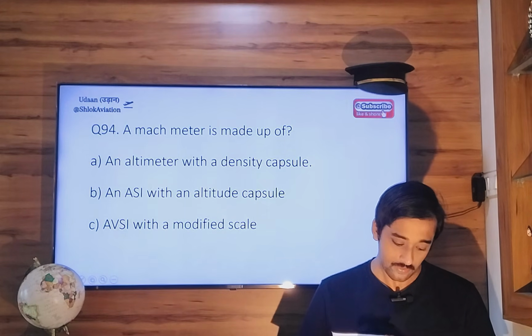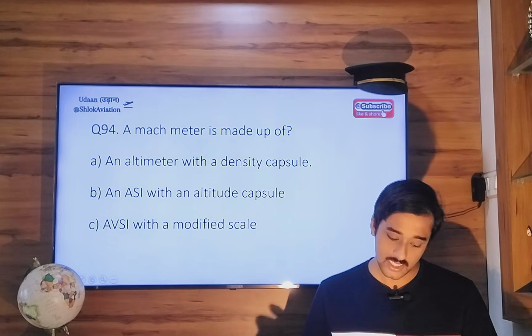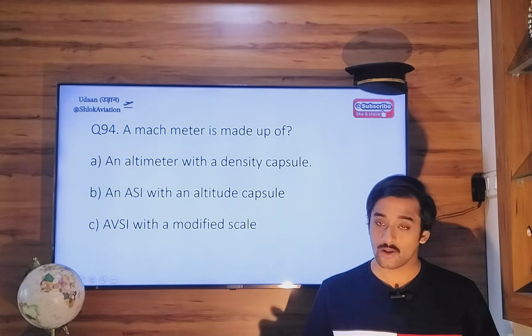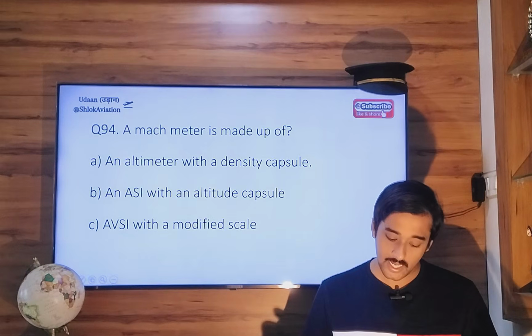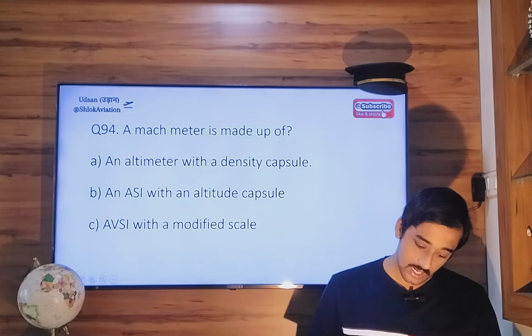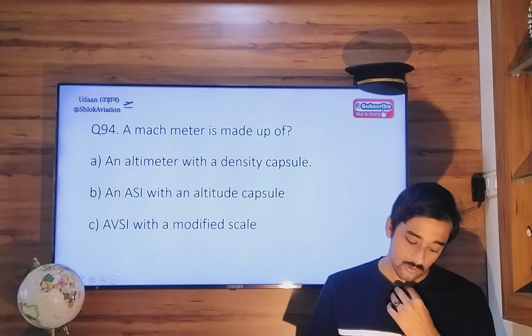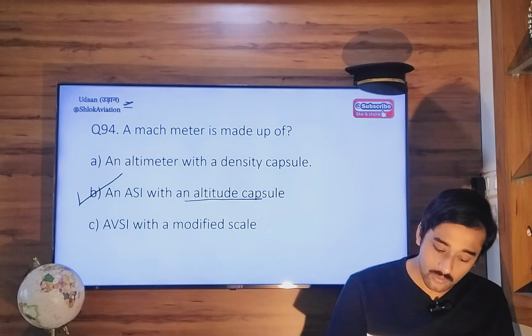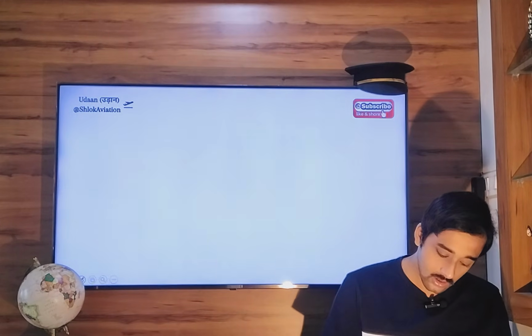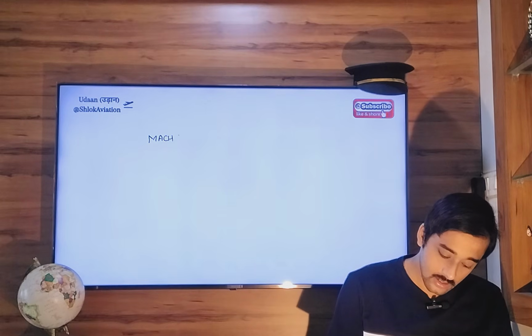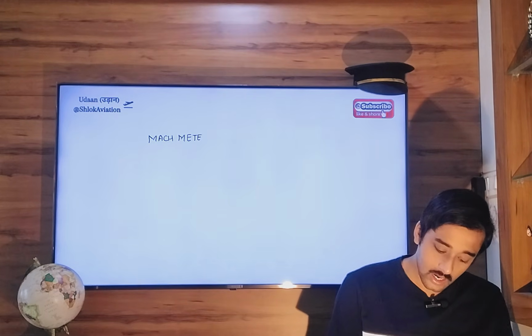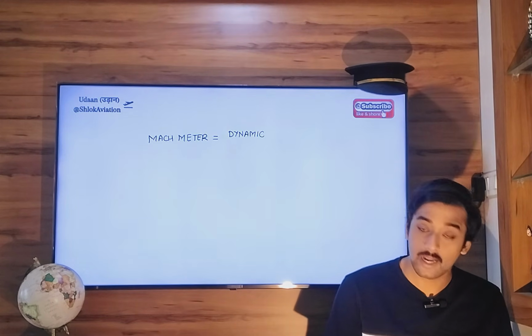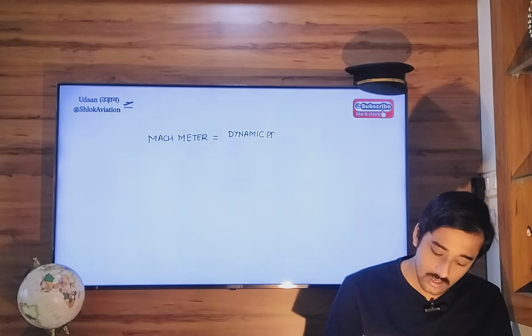Next, a Mach meter is made up of an altimeter with a density capsule, ASI with an altitude capsule, or a vertical speed indicator with a modified scale. The correct answer here is that a Mach meter is made up of an airspeed indicator with an altitude capsule. Mach meter indications are nothing but dynamic pressure, which is obtained from the airspeed indicator, divided by static pressure.